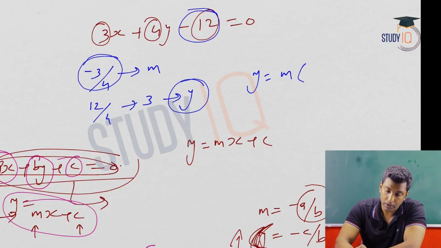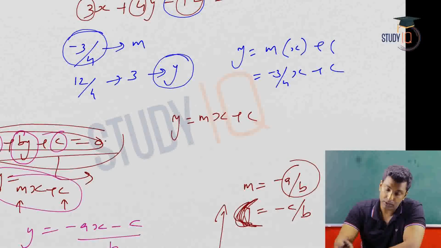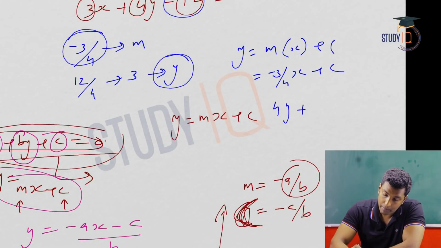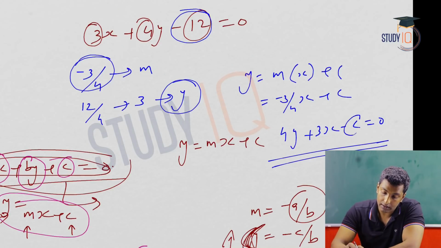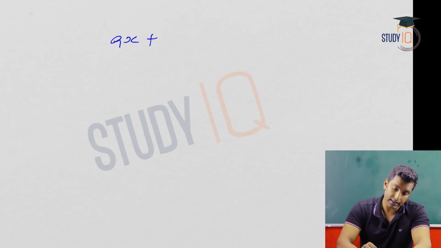So y equal to m into x plus c. So m is minus 3 by 4 x plus c, where c we already know, that is 3. So conversion of general equation to slope-intercept form we understood. Now we are going to convert the general equation to intercept form. So general equation, again I am taking the same ax plus by plus c equal to 0.